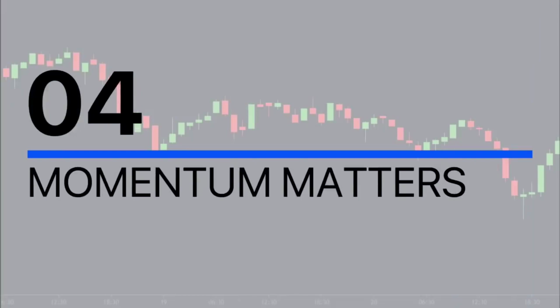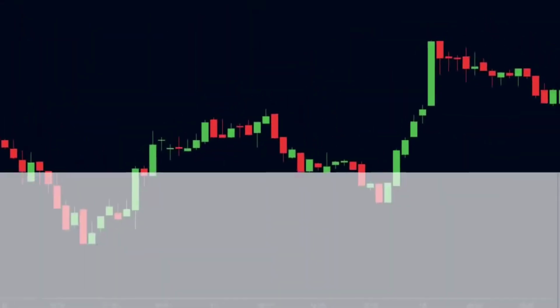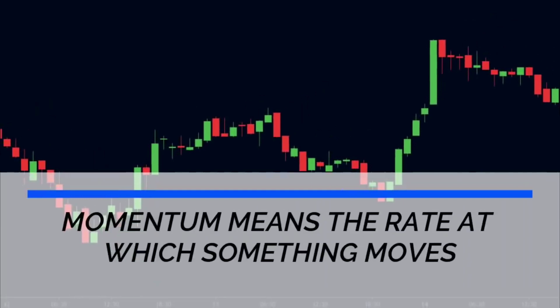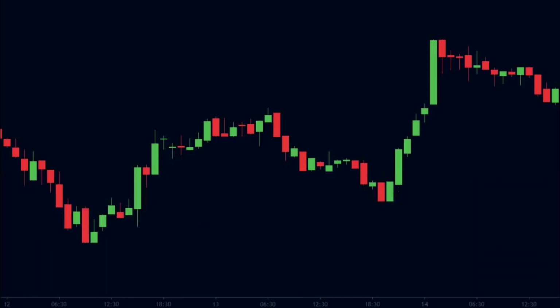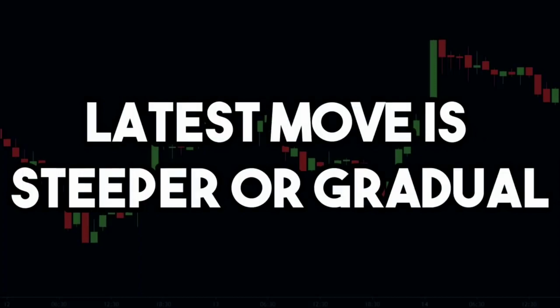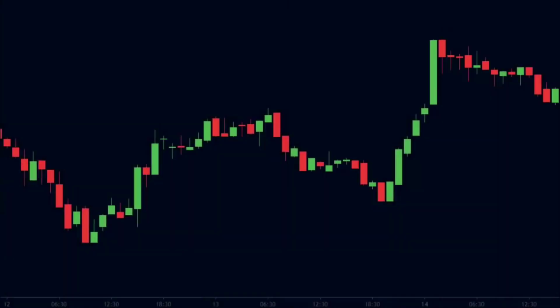Secret number 4. Momentum matters. By definition, momentum means the rate at which something moves. In our case, we are talking about the rate at which the price moves. On a price chart, momentum can be measured by the angle of a particular move. We don't need to know the exact angle of the move, but we want to compare two moves to find out if the latest move is steeper or more gradual.